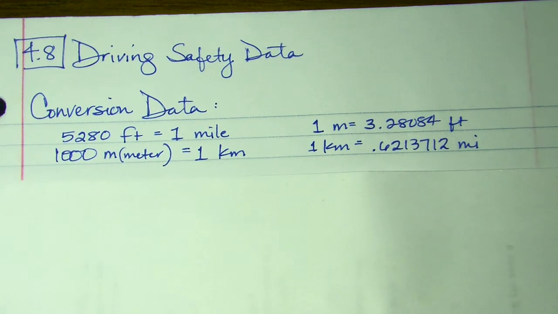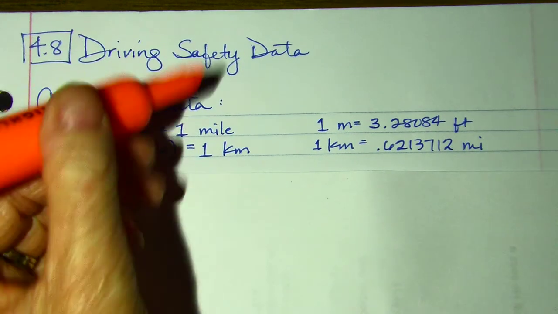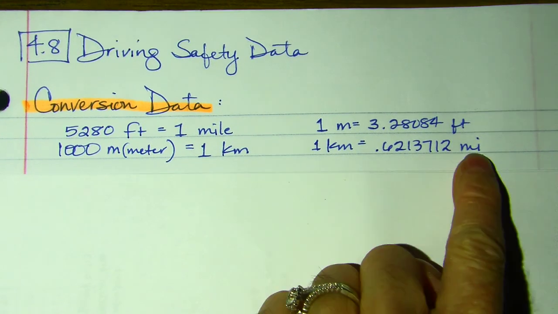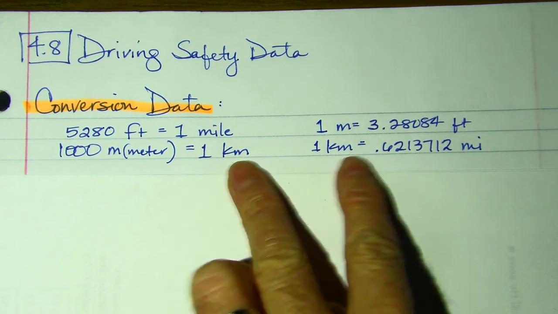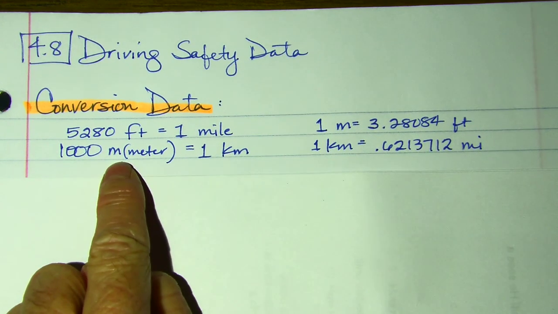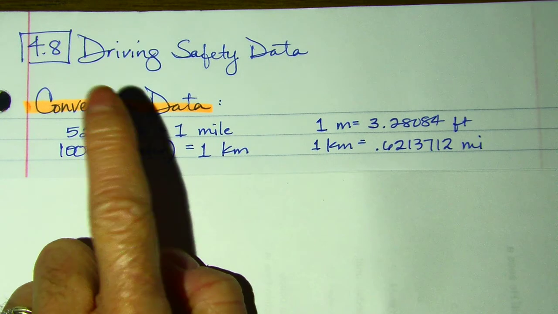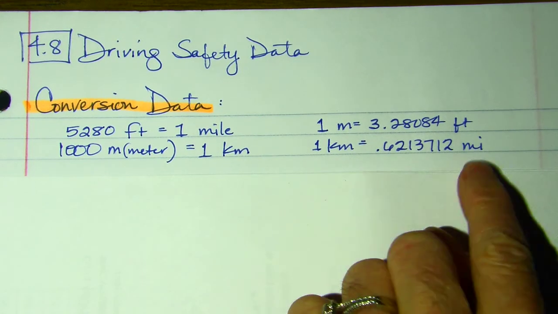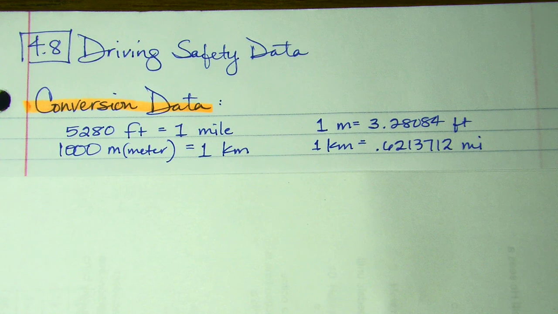Most of this is in the book, but when you go to do your homework, you'll need to have these written down somewhere. So if you want to pause the video, please note MI is for mile, KM is for kilometer, and just M would be for meters. And so I've written the conversions from feet to miles, meters to kilometers, meters to feet, kilometers to miles, so that you have that there.